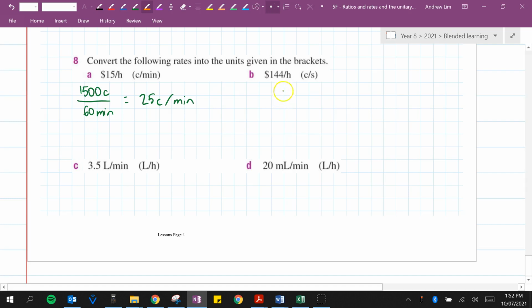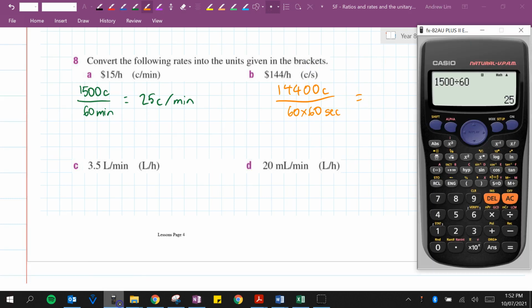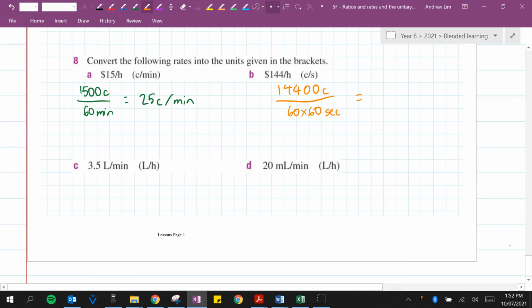Okay, question B, we've got 144 times 100, 14,400 cents. 1 hour is 60 minutes. But this says how many seconds are there. So we need to times it by 60 again because there are 60 seconds in a minute. So we've got 14,400, and I'm going to divide it by whatever 60 times 60 is. 4. That's nice. 4 cents per second.